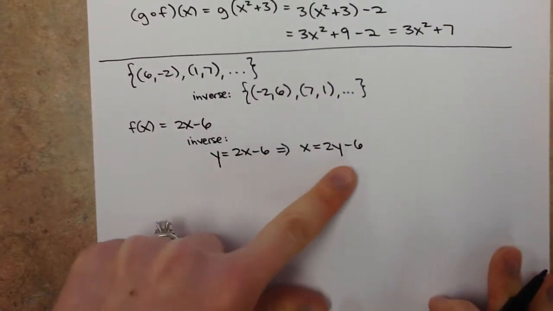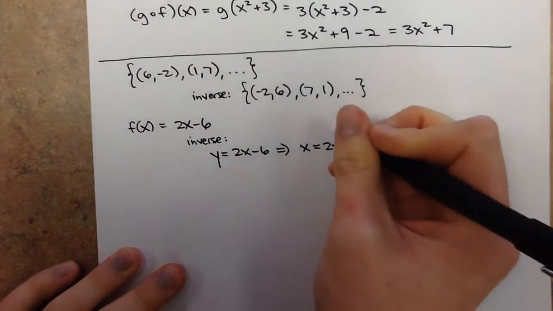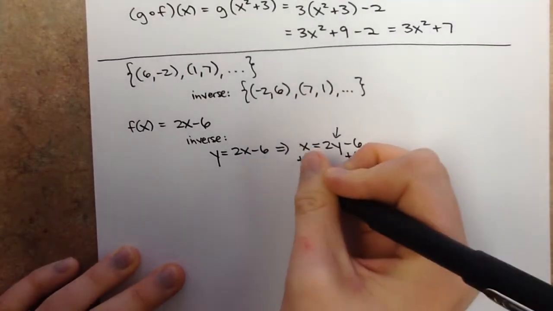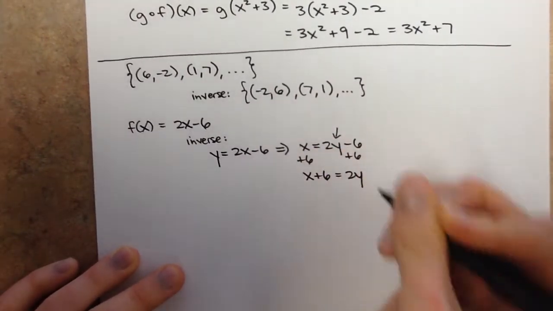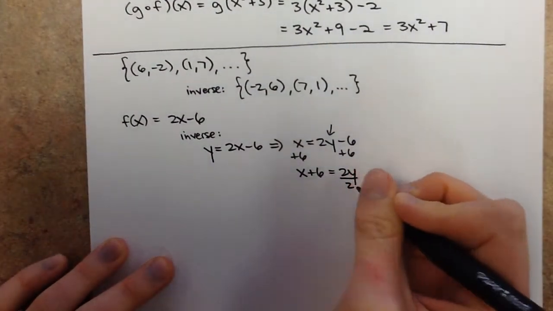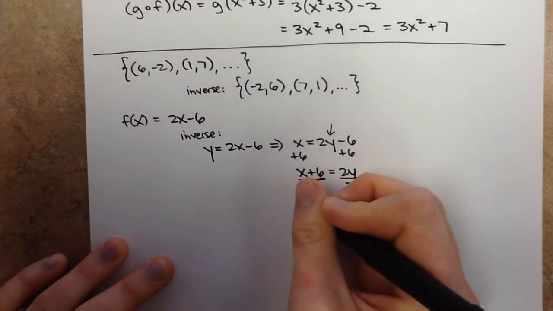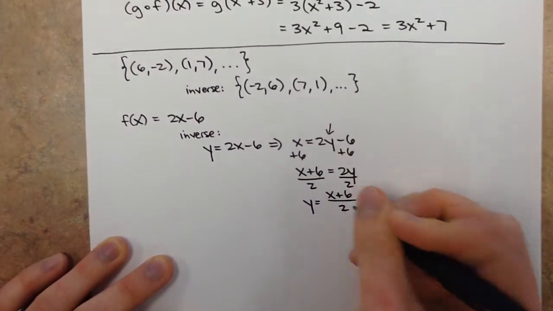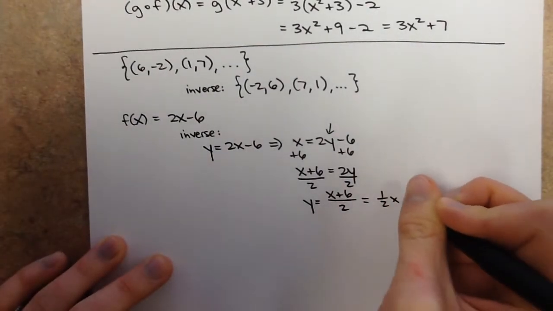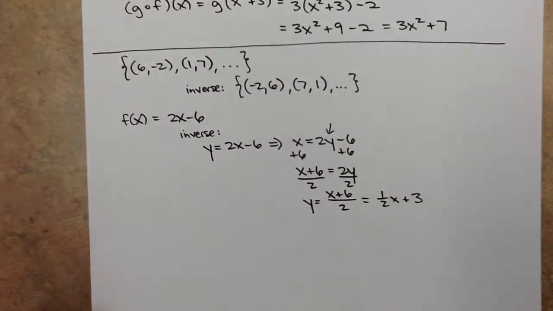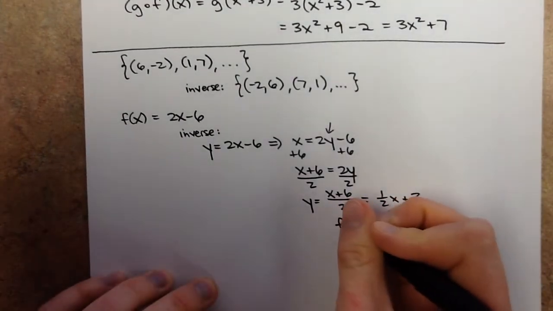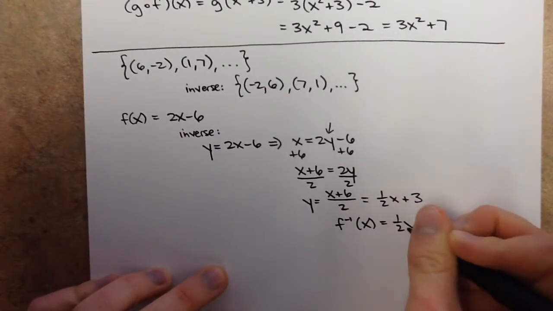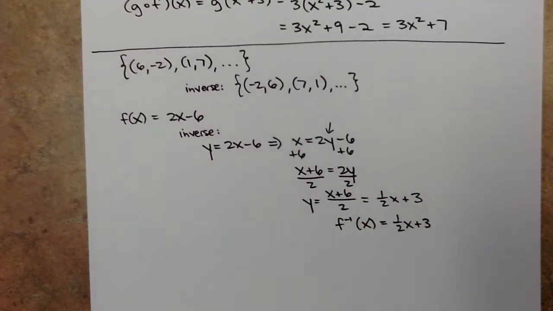Step 3 is you do whatever algebra you need to do to get this y by itself. So start by adding 6. So we get x plus 6 equals 2y, and then we finish it off by dividing both sides by 2. Okay, so you've got x plus 6 divided by 2. You could also divide each piece by 2. It's like 1/2 x, and then 6 divided by 2 is 3. Okay, last thing is you want to replace it back with that inverse notation, which has a little -1 as a superscript there. Okay, so that would be the inverse of that function.